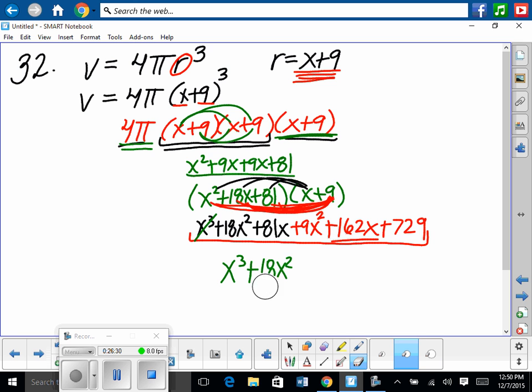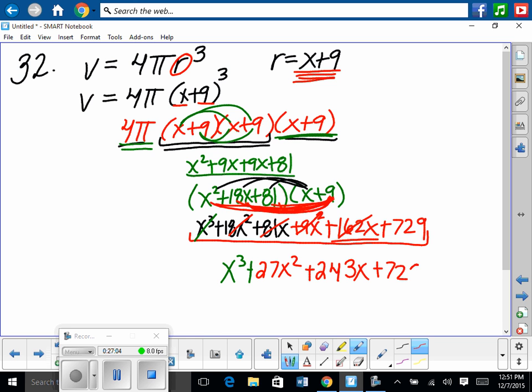So I'm combining like terms. So I have x cubed, no other x cubes. But then I have 9x squared plus 18x squared, which is 27x squared here. So I just combined those. So we have plus 27x squared. Then I'm combining my x's, so I have 81x plus 162x is 243x. So plus 243x's. And then we have our plus 729.